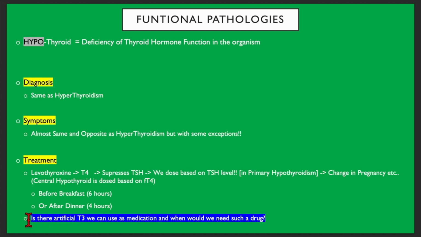Yeah, okay. Do you know any artificial T3 drug? And when will we need such a drug? Do we actually need pharmaceutical companies to create an artificial T3, or is T4 enough? Just having levothyroxine is enough? Can you just guess if pharmaceutical companies are creating artificial T3?